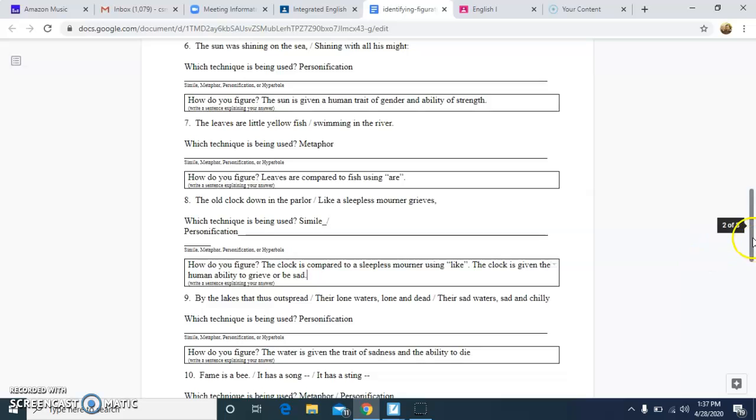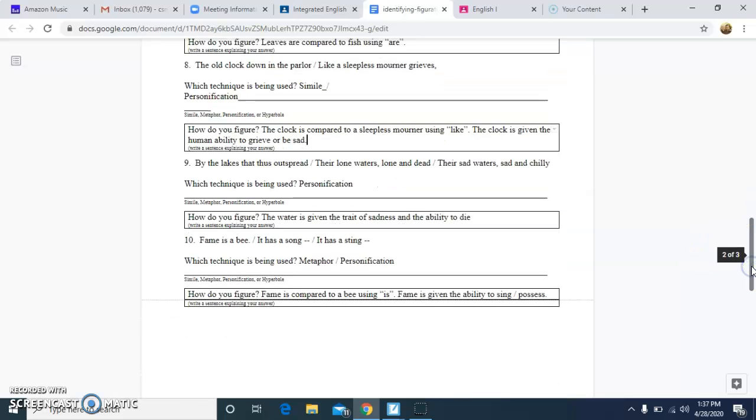Okay? Last couple here. Number 9. By the lakes that thus outspread, their lone waters lone and dead, their sad waters sad and chilly. So this is personification. Okay? The water is actually given a couple of traits here. The water is given the human trait of sadness, and also it's given the ability to die. So when it says that the lone waters are dead, right, and then they're sad waters, that's personification because we're giving the water human attributes and human traits.